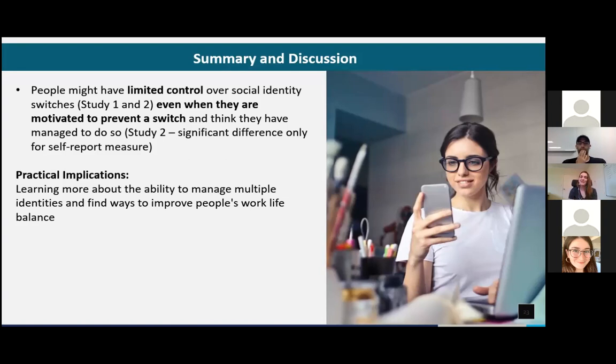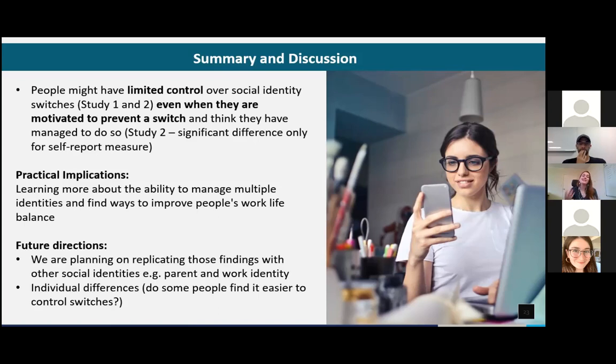Concerning practical implications, this can tell us quite a bit about our ability to manage multiple identities. And in the next step, it might also help us to find ways to improve people's work-life balance, or to maybe even help them to gain some control over social identity switches. But it's obviously still a starting point. So there's a lot of interesting future directions.